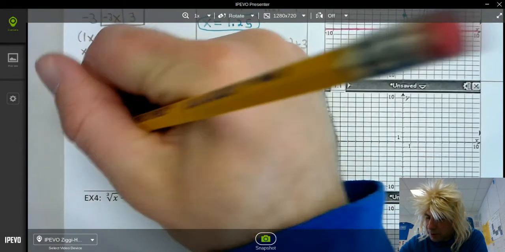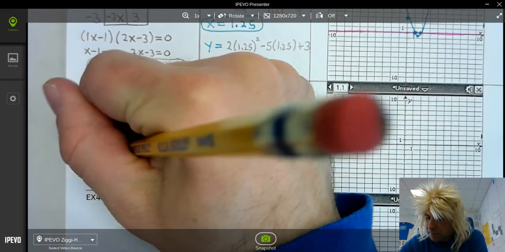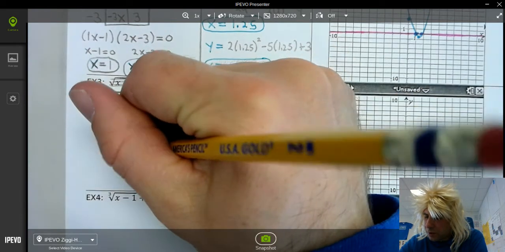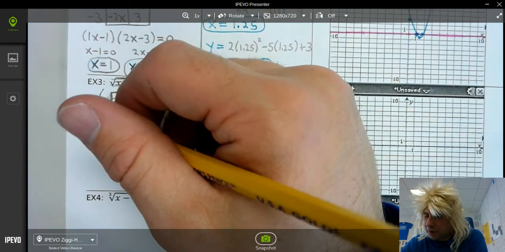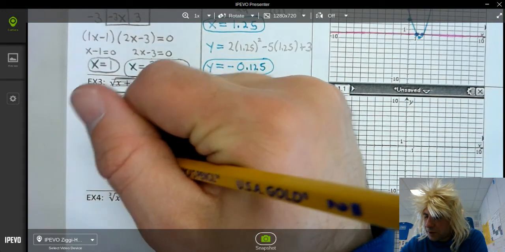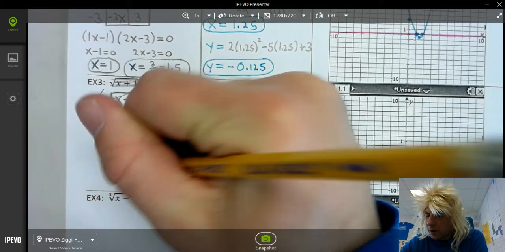I'm going to put 1s in front of x's. So 1x plus 1x is 2x, minus 1 equals 1. That cancels, becomes 0. So then you add 1 to both sides, you get 2. And then divide both sides by 2, so x equals 1.